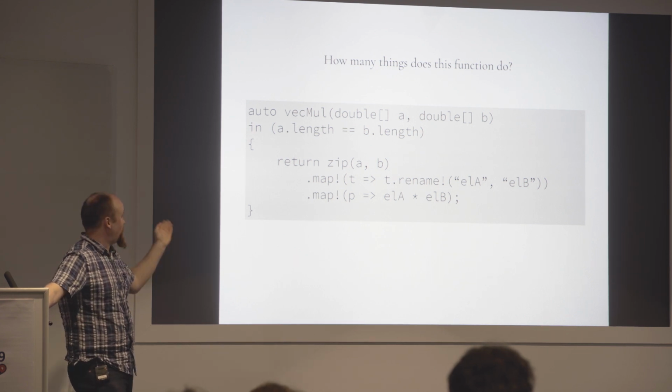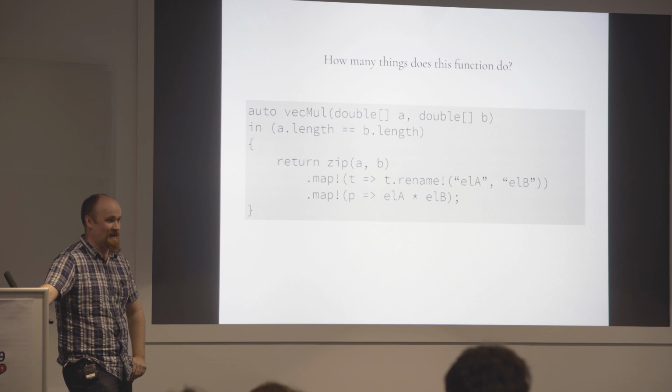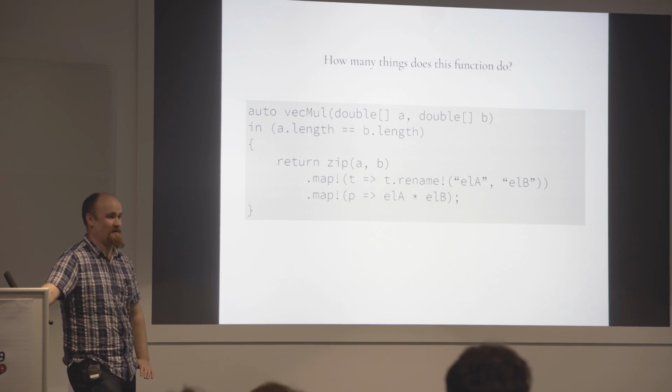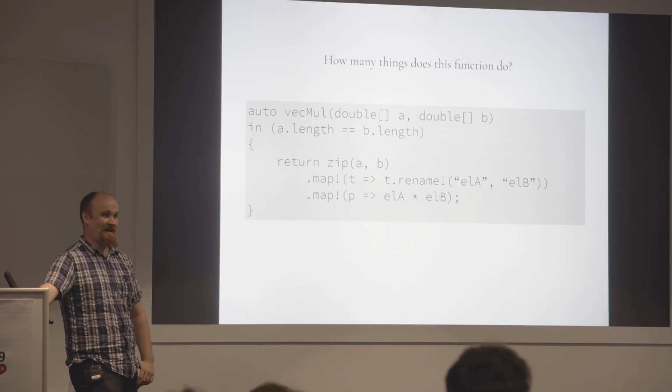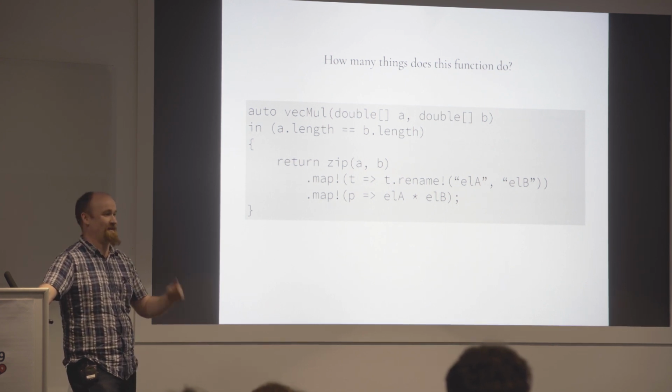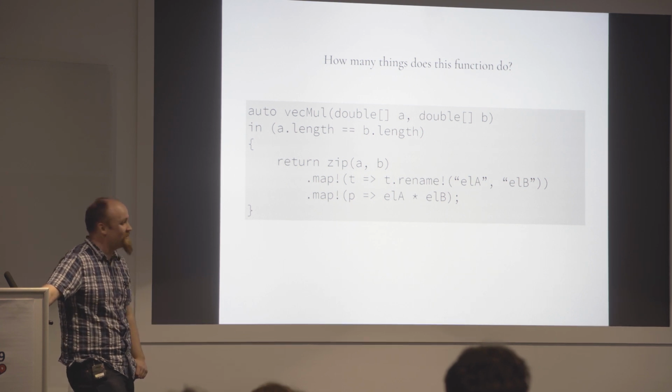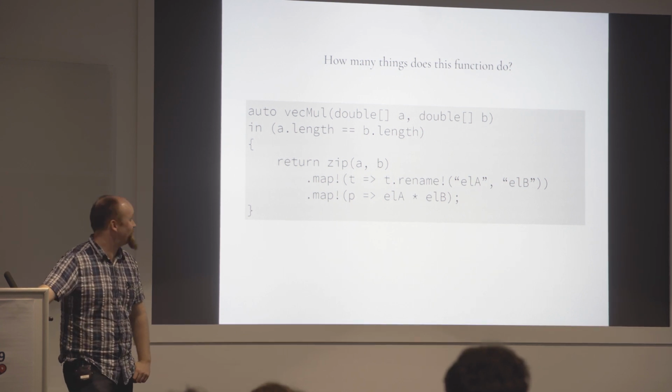So this does one thing. It multiplies the elements of these input arrays. That's all it does. It doesn't put them anywhere. It doesn't allocate any memory. It just does one thing. So I would say that's deserving of being called a sort of Unix philosophy function.